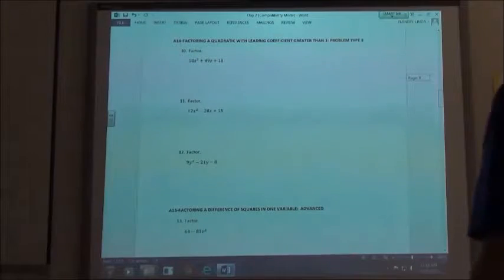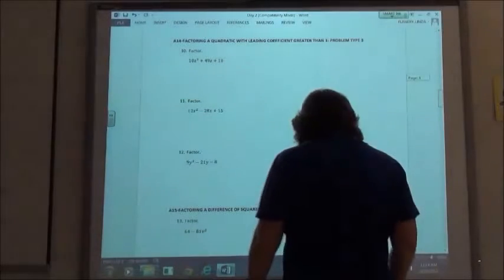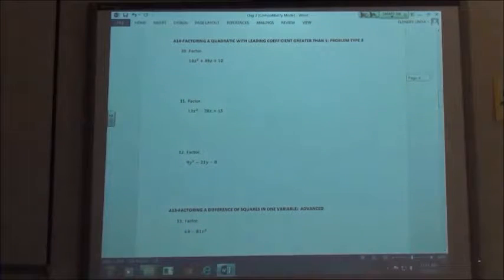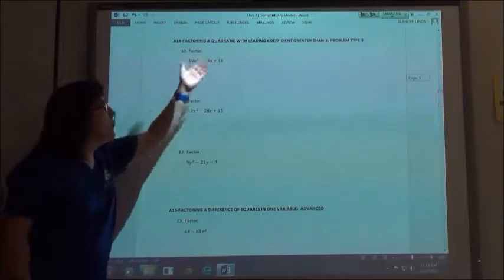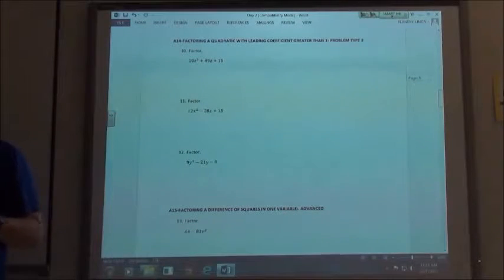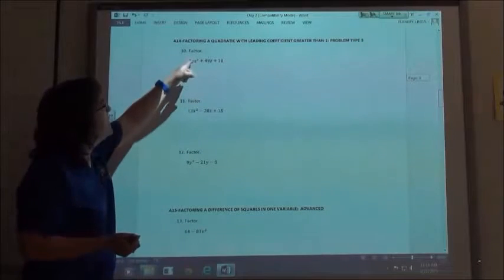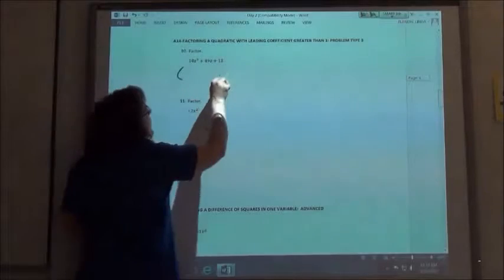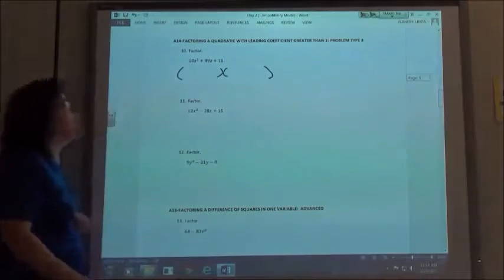Number 10, 11, and 12, factoring a quadratic with a leading coefficient greater than 1. Quadratic expression just means it has that squared term. It's a second degree polynomial. And when we have a trinomial, one with 3 terms, usually it came from FOILing something out. So when I look at that, I say, oh, it has 3 terms, it's got that squared, so I probably can guess, oh, it came from FOILing.